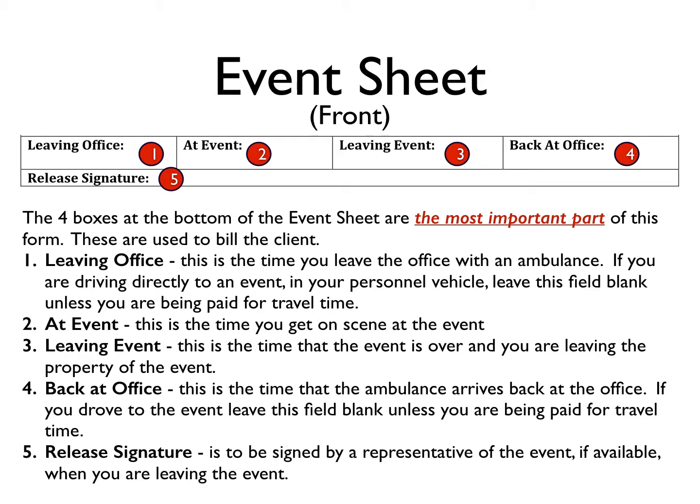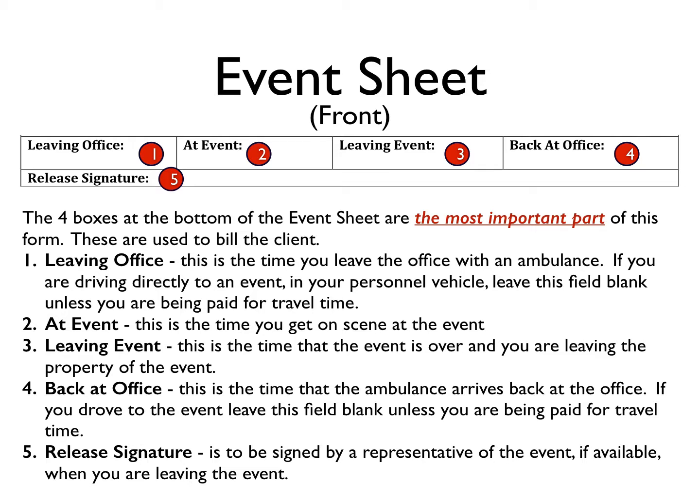The at event is filled out by everyone, and this is the time that you get on scene at the event. This may also represent the time the event starts. Leaving event is the time that the event is over and you are leaving the property of the event. And back at office is the time that the ambulance crew arrives back at the office. If you drove to the event, make sure to leave this field blank unless you are being paid for travel time. And then below that, we have a release signature. The release signature is to be signed by a representative of the event, if available, when leaving the event.